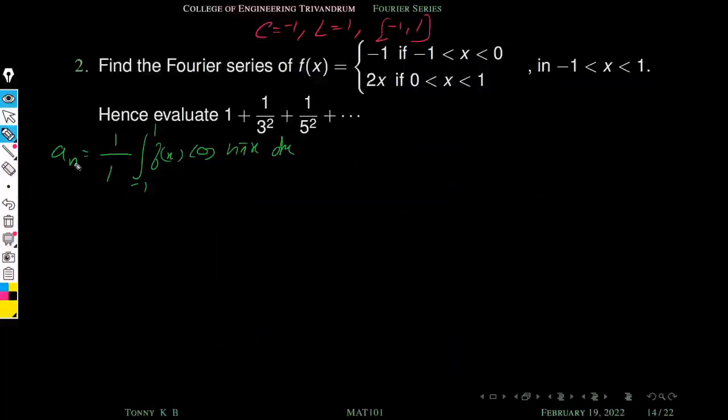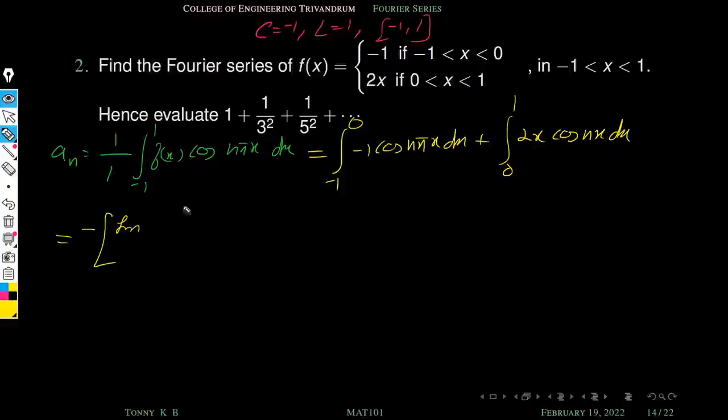So next, an is equal to 1 by l, l is 1, integral minus 1 to plus 1 f of x cos n pi x by l. Here l is 1, so cos n pi x dx. Okay, so again you have to split this integral as sum of 2. This is equal to minus 1 into, in this interval f of x is minus 1, in this interval f of x equal to x.